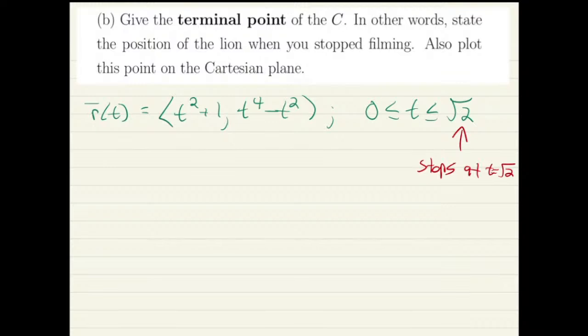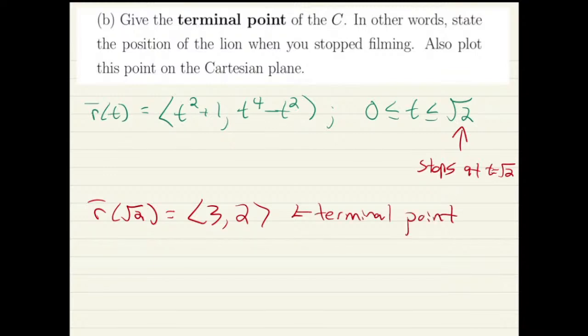But of course, if it were t less than infinity, then there is no terminal point. That can happen too. Sometimes that's the answer. The question is, what's the terminal point? Sometimes the answer is there is none. But there is one here because we stop at a real value for t, square root of 2. Anyways, let's plug that in. r of root 2 will give you 3, 2 when you do the arithmetic, folks. This is the terminal point.